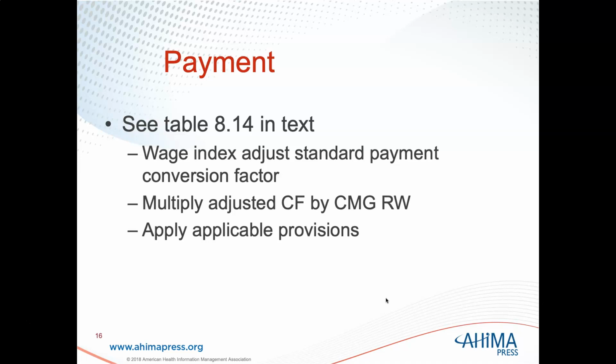Payment: wage index adjustment, standard payment conversion factor, multiply adjusted CF by CMG relative weight, and apply any applicable provisions. And so again, that's pretty much what you're seeing. This information is at the bottom of page 219. And I won't ask you to actually calculate a payment. You just need to understand that there's a formula behind it that involves the wage index adjusted standard payment conversion factor, and then you've got the CF by the CMG relative weight. And then, of course, there's always provisions.